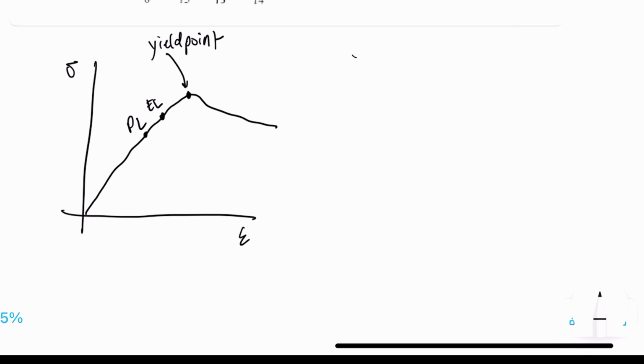So after reaching this yield point, the material will no longer return to its original position. For example, you pull a force here, then it reaches beyond the yield point, it will no longer revert back to its original position. For example, this is the original position of the bar or the specimen. If you exceed the yield point, it will no longer return to this original position, meaning this is the deformation.